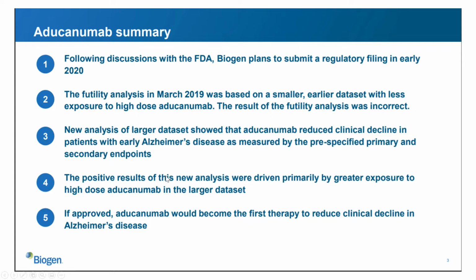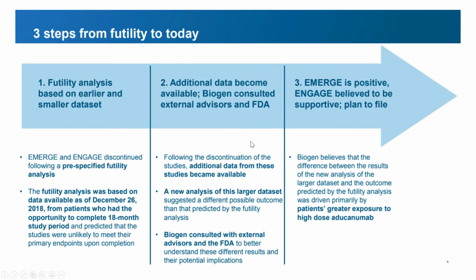So we need to be careful when we look at their analysis and data and make sure that we understand what they're doing is rigorous, and that the conclusions they draw are supported by the data and the analysis. So this slide is just another one that Biogen presents. It says a lot of the same things as the last one, but there's important additional context that Biogen here says that EMERGE is positive and ENGAGE is believed to be supportive. So they plan to file this drug for approval.